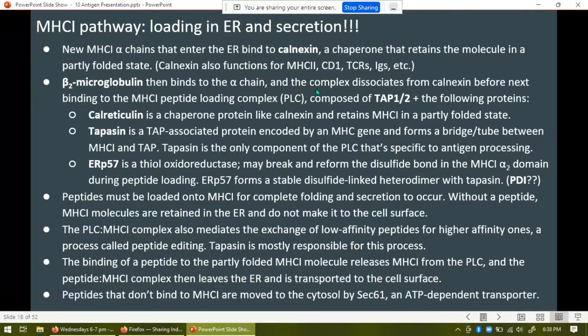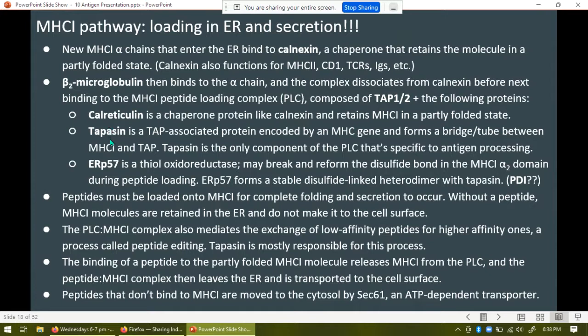The peptide loading complex is composed of TAP1 and 2, and it's composed of 3 proteins. First, calreticulin. Calreticulin is a chaperone protein similar to calnexin, and it helps MHC1 remain folded in proper conformation, and it helps it remain receptive to peptides. Okay, so MHC1 is just holding its groove open, waiting for a peptide to swing by and slide in there. Calreticulin helps make that process most efficient.